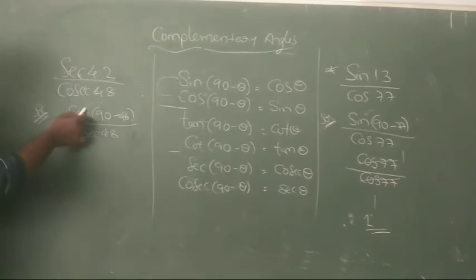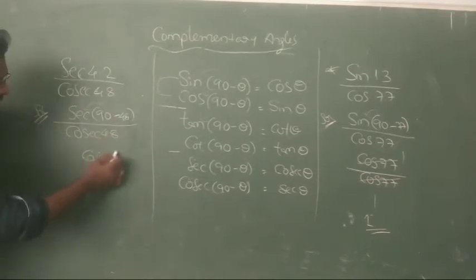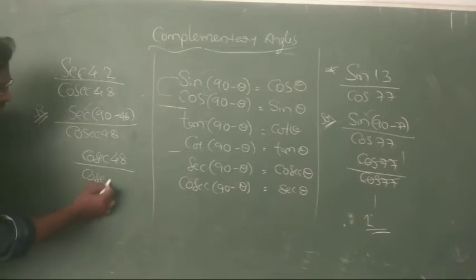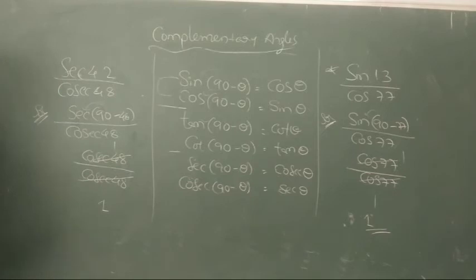Then apply once again. Sec 90 minus theta becomes cosec, and 48 means 48. Cosec theta means cosec 48. Then the denominator is also cosec 48. Then cosec by cosec, the answer is what? 1. No doubt.